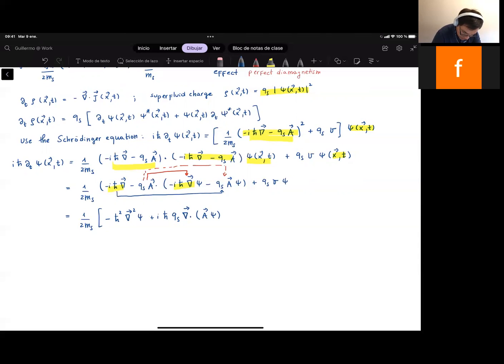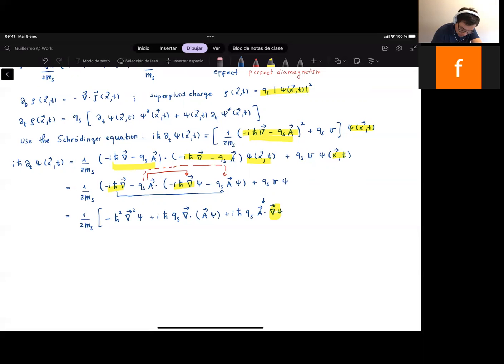So in this case, we have plus i h bar q_s A dot. So this is the gradient of a scalar function, this part. This is the gradient of a scalar function. So in general, it will produce a vector field. And the vector potential is also a vector field. This is why we have a dot in between.